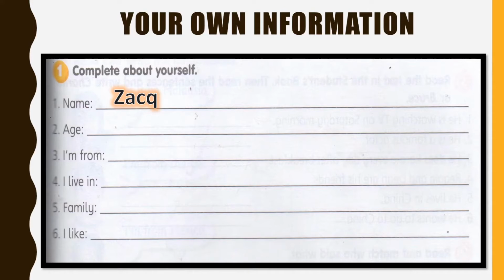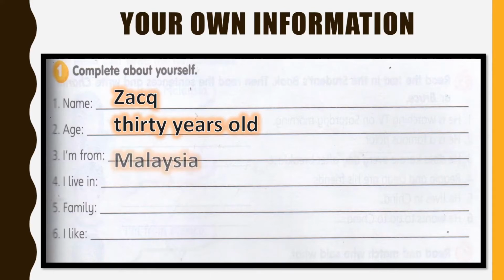So for me, I'm Mr. Zach. I am 30 years old this year. So I write here 30 years old. So for you, you are in Year 4. Some of you might be 9 years old, some of you might be 10 years old. So you can write how old are you there, right? And then for number 3, I'm from. Where are you from? Like you guys, I am from Malaysia too.